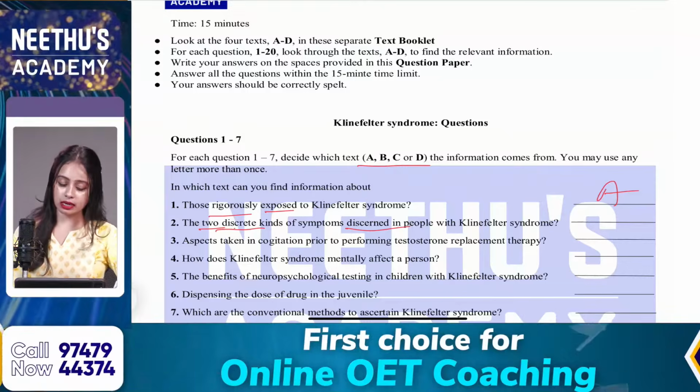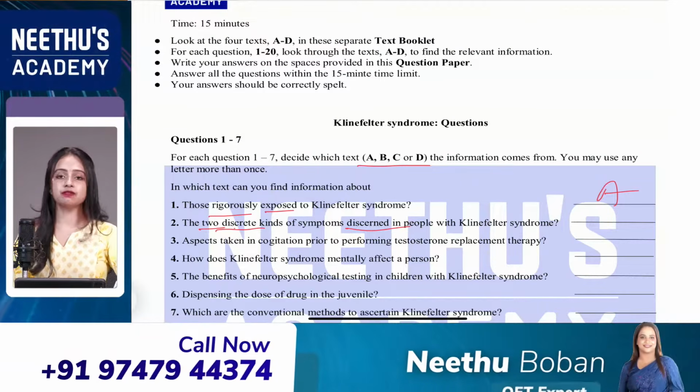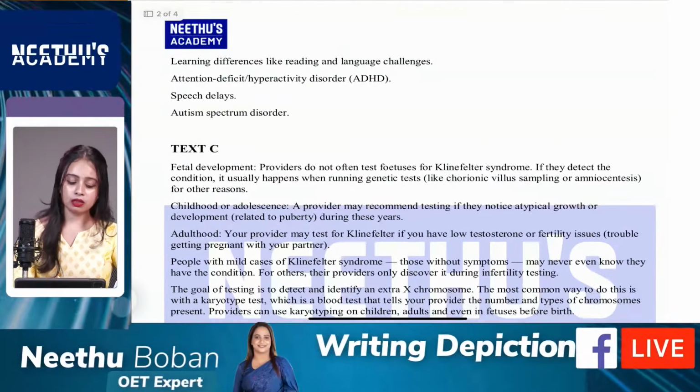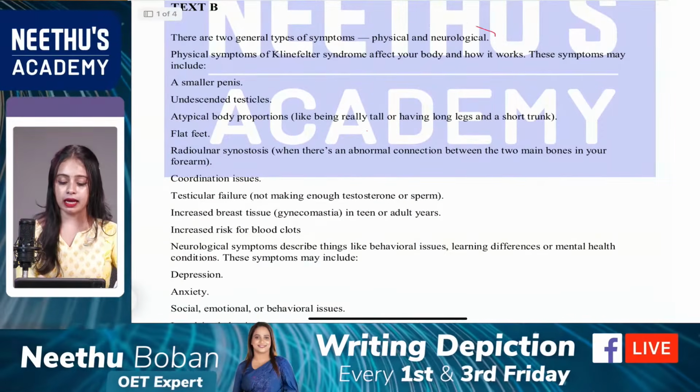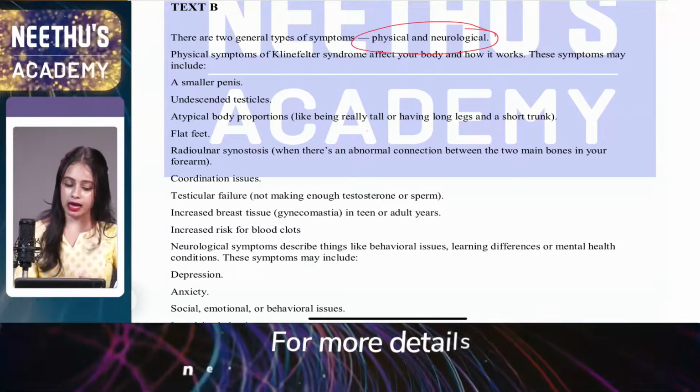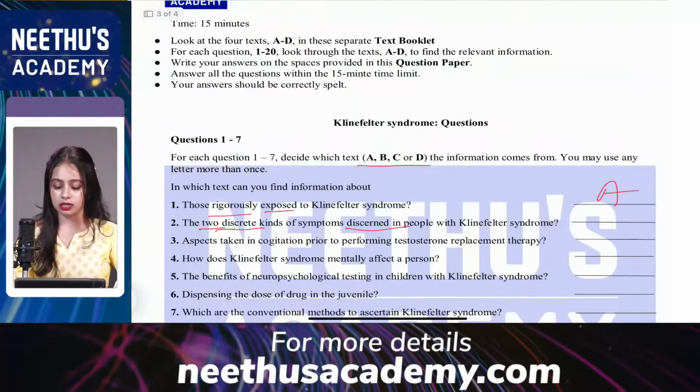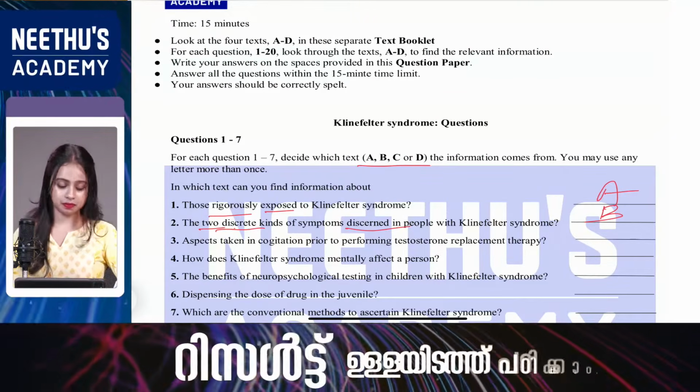So the two discrete kinds of symptoms discerned in people with Klinefelter syndrome, which is very easy. What are the two types mentioned? Physical and neurological. So my answer is from text B. So it is B. Clear?